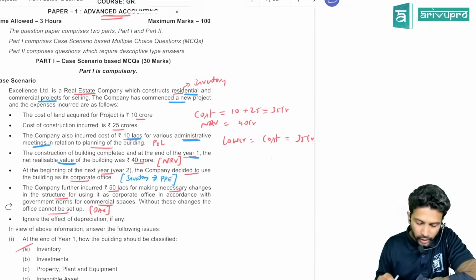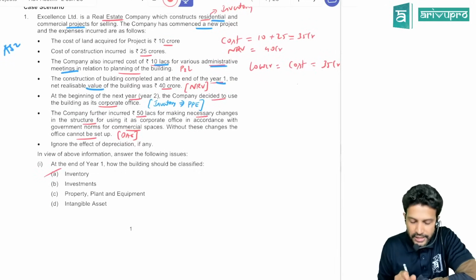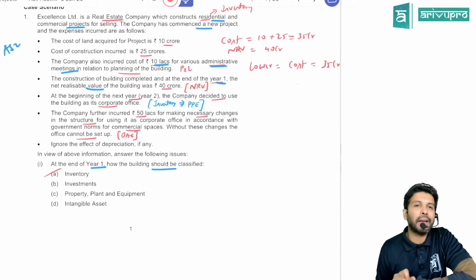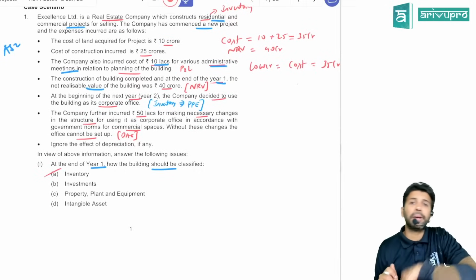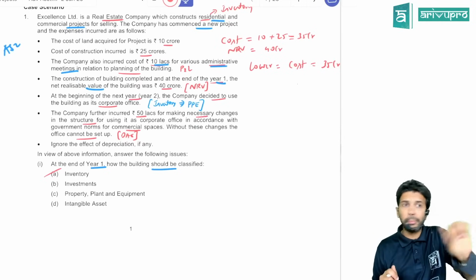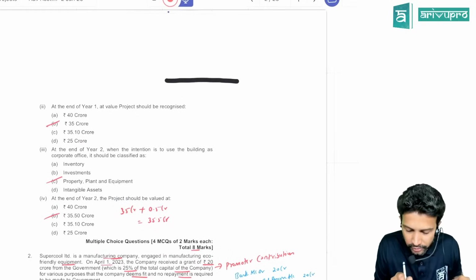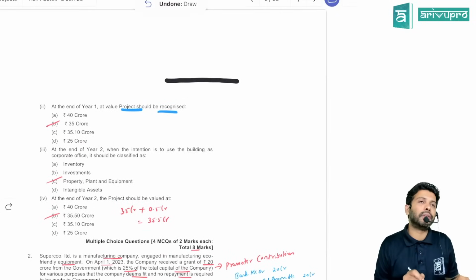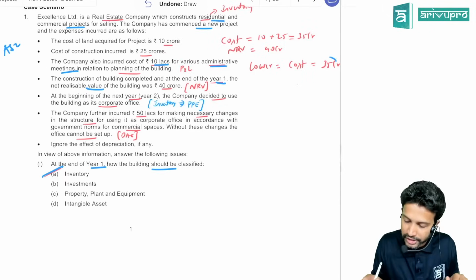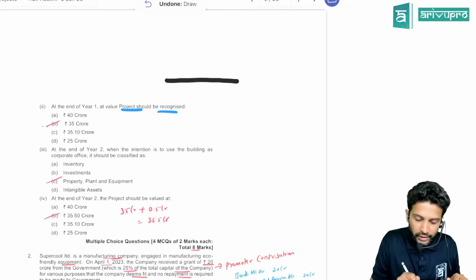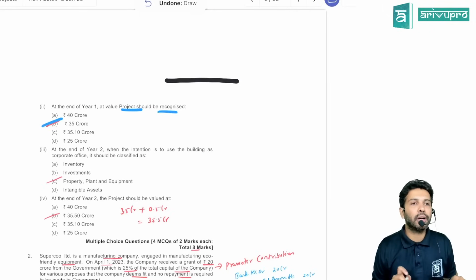Alright, so let's look at that first answer. At the end of the first year, how should the building be classified? For this real estate company, will you show the building as property, plant and equipment? No. It will be shown as inventory. And then they asked at the end of year 1, how much will be the value of inventory? At what value will you recognize the inventory? Just now we figured it out. How much is that? 35 crores. So B is the right option.